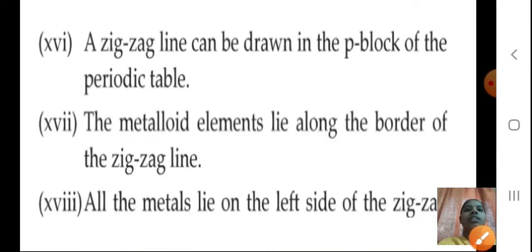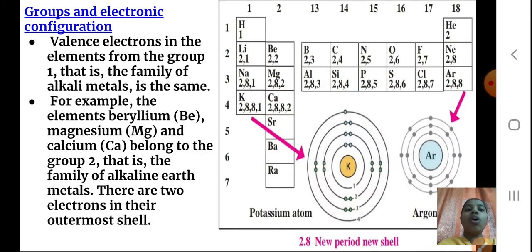Now see here. A zigzag line can be drawn in the P block of the periodic table. Yes, you have seen this, that the metalloids lie along the border of this zigzag line. All the metals lie on the left hand side of the zigzag line, while you will see that all the non-metals are on the right.